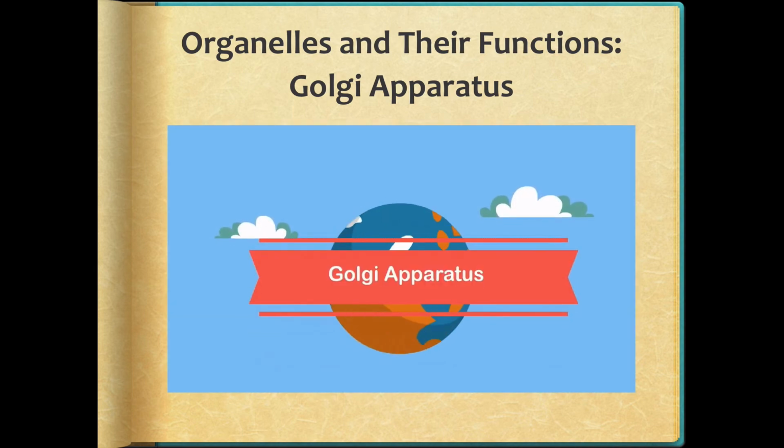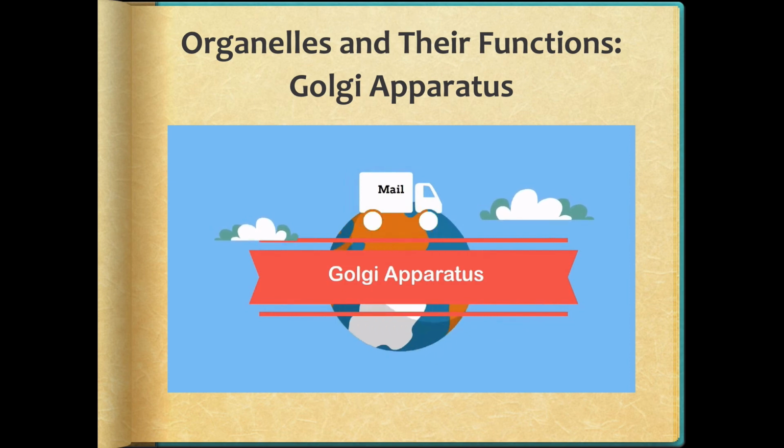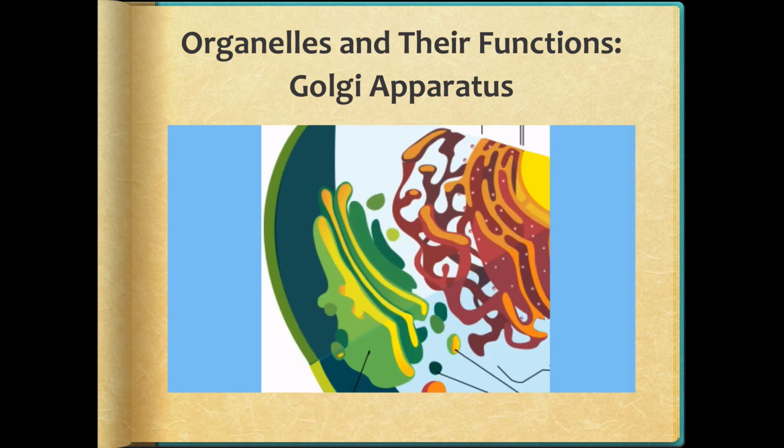Welcome to Moo Math and Science. In this video, I'd like to talk about the Golgi apparatus. You may have heard the Golgi apparatus is a bit like a post office. It receives proteins, repackages them, then sends them out into the cell, like a post office does. In fact, that's a little bit what the Golgi apparatus does.